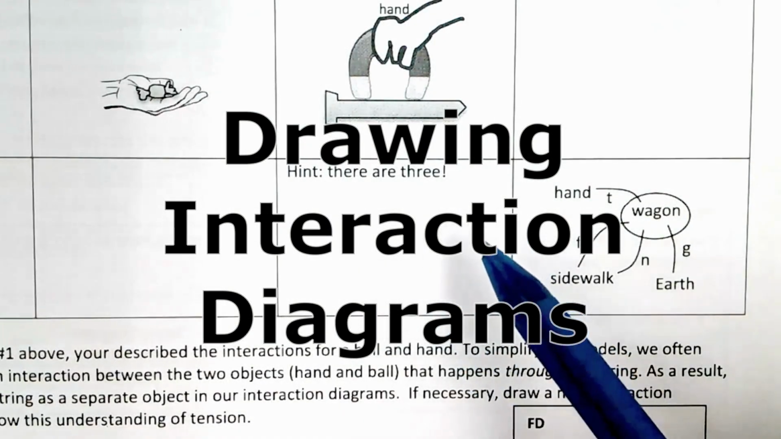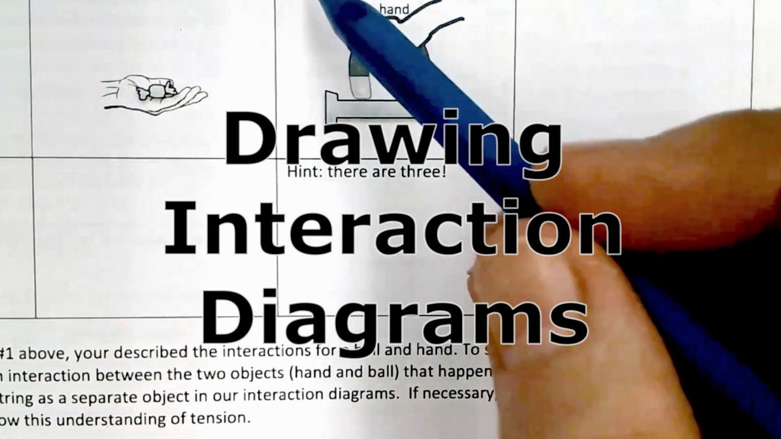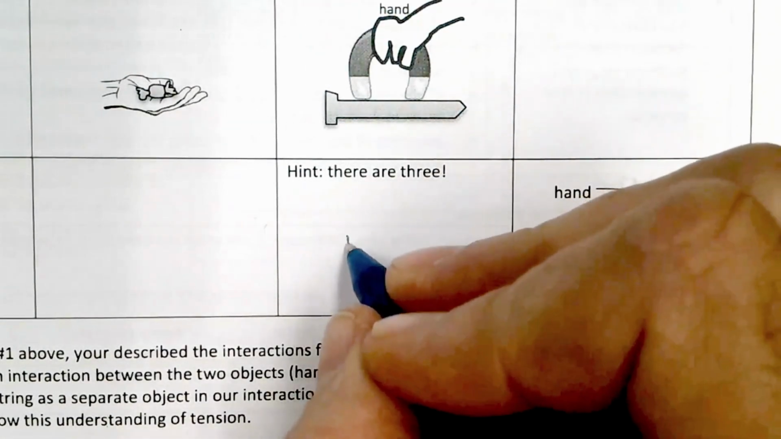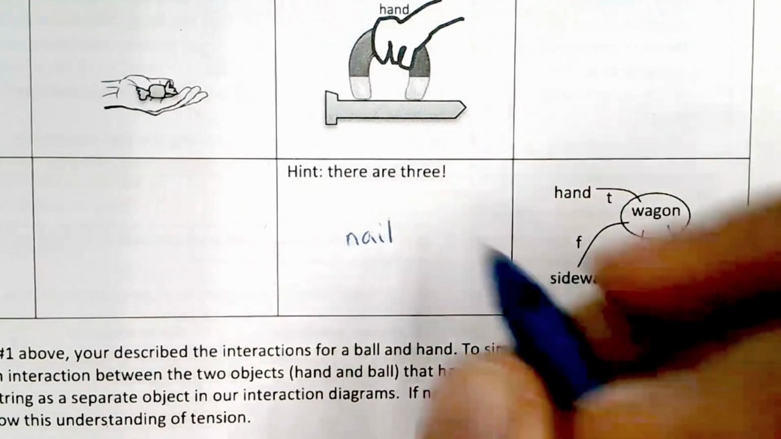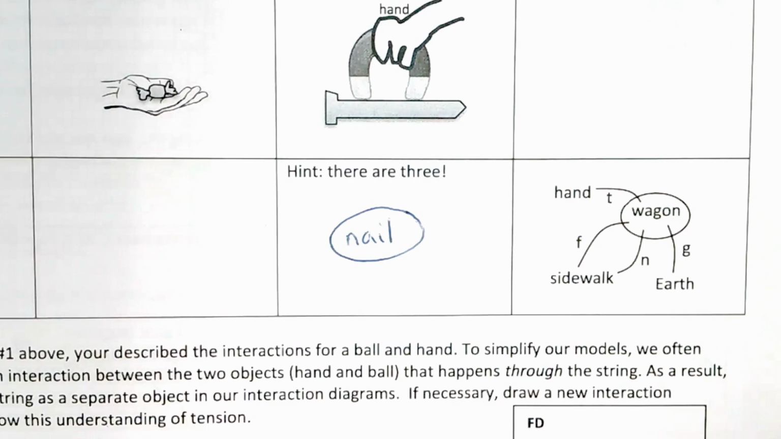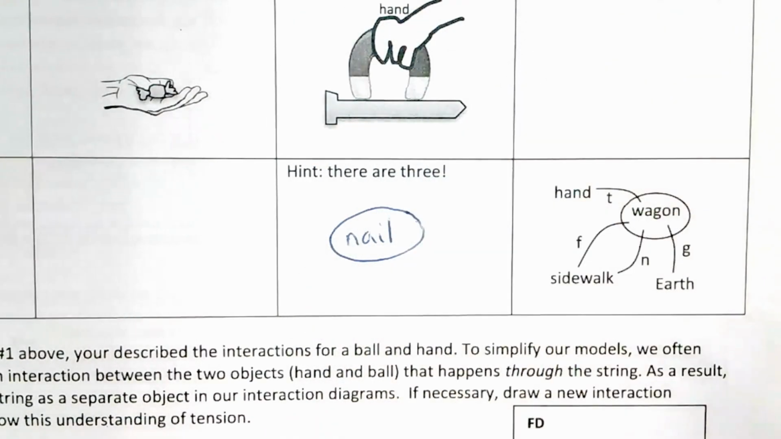Let's take a look at how we draw an interaction diagram for this situation. We are told that the system is the nail. So we write the word nail, and we circle that to show that the nail is the system object. Now we take a look at the objects in its environment.